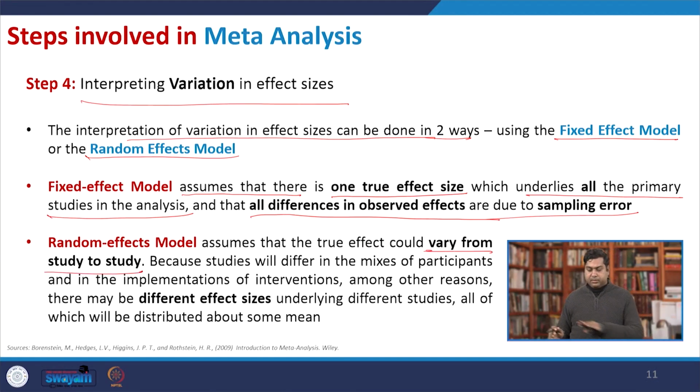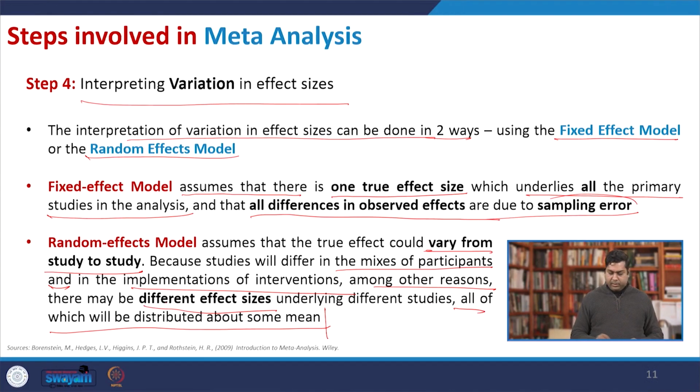It is not a particular reason like sampling error or something, because studies will differ in terms of mixed participants and also the implementation of different interventions. Among other reasons, there may be different effect sizes underlying different studies. So, this is something we need to take care of. In such cases with the random effects model, you get a different kind of statistics. Depending on the researcher's need, we need to select this. There are certain indicators by which you will understand that if the studies you compare have too much variation, that will give you an index by which you can determine that for this the fixed effect approach is probably not right. So, you have to go for random effects modeling.